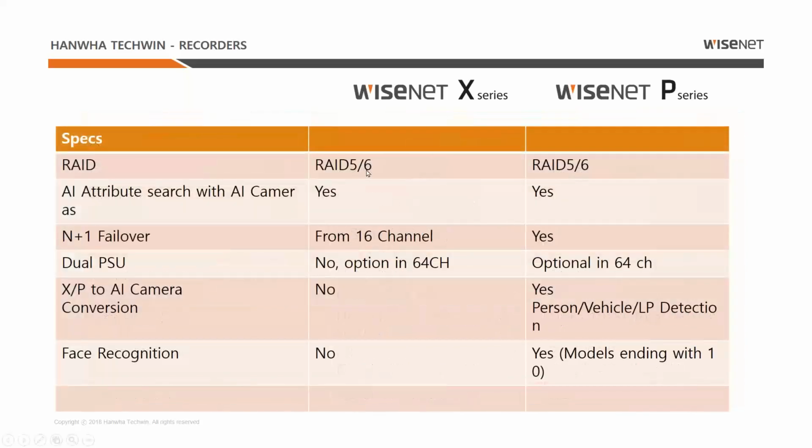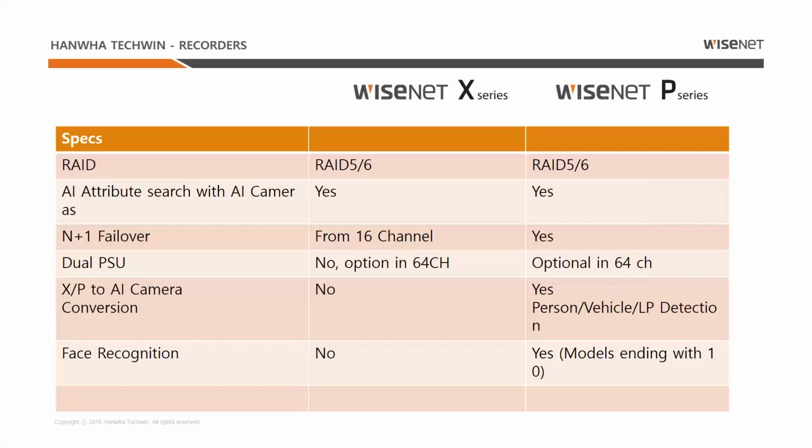Then RAID 5, RAID 6 is available, and both of them support AI search. If you buy an AI camera, you can use AI search. It supports failover, N+1 failover is there. Dual power supply is an option in the 64 channel. Converting non-AI to AI camera is only in the P series. So this is the main difference.